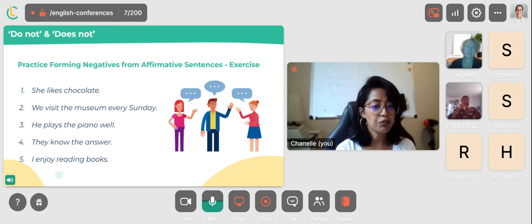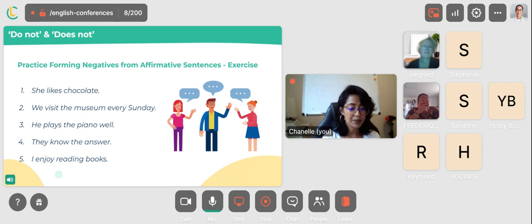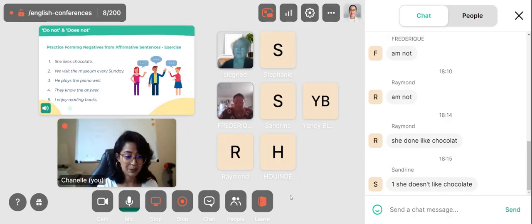So let's practice forming negatives from affirmative sentences. You can choose which one. So the first one we have is she likes chocolate. We visit the museum every Sunday. He plays the piano well. They know the answer. I enjoy reading books. So please feel free to choose a sentence and put it in the chat. Change it into the negative. And we are going to have a look at it in a minute.